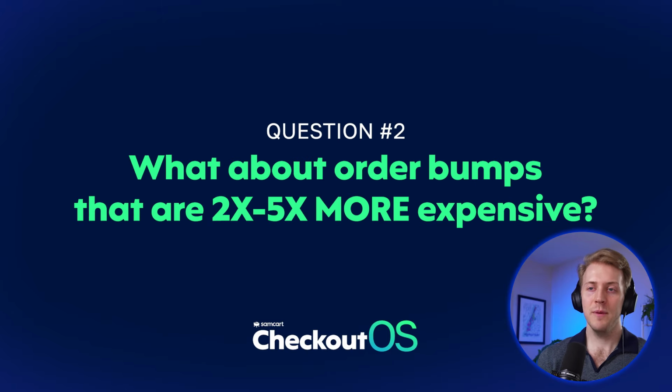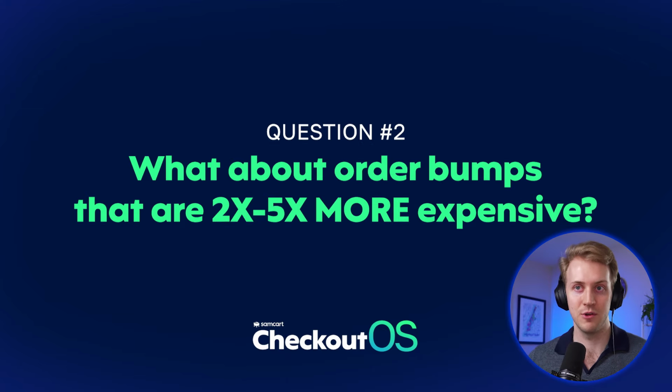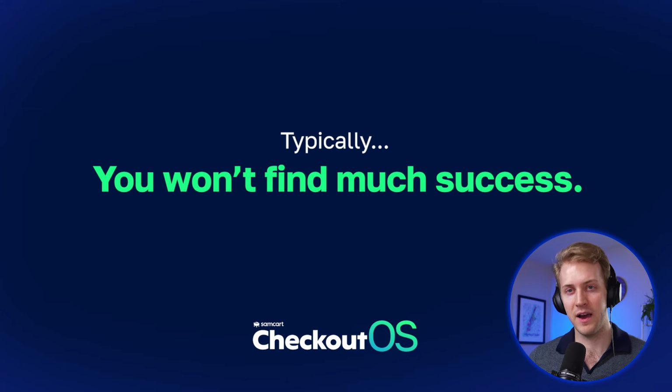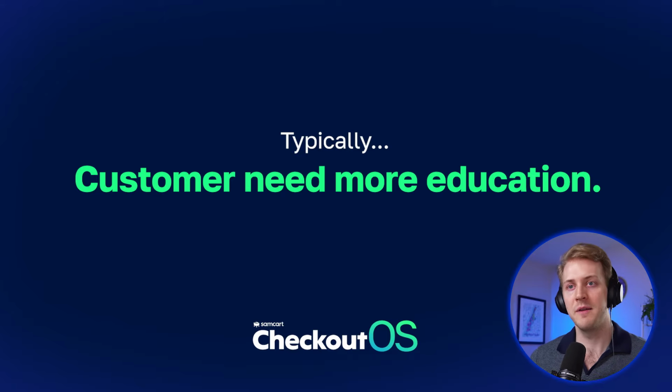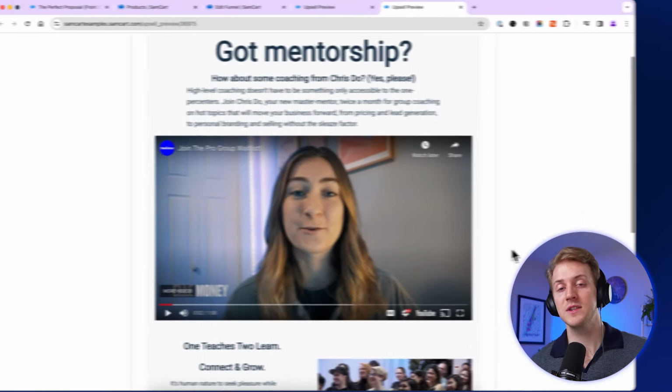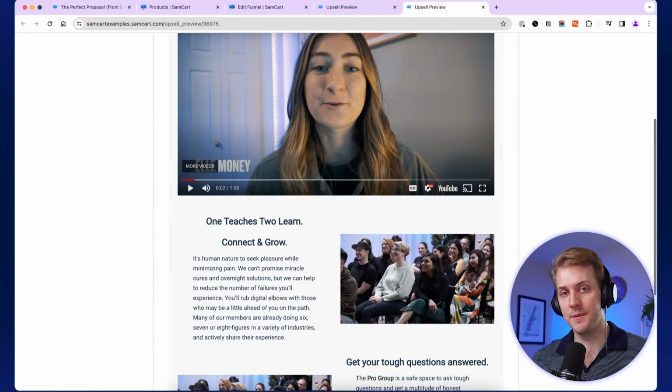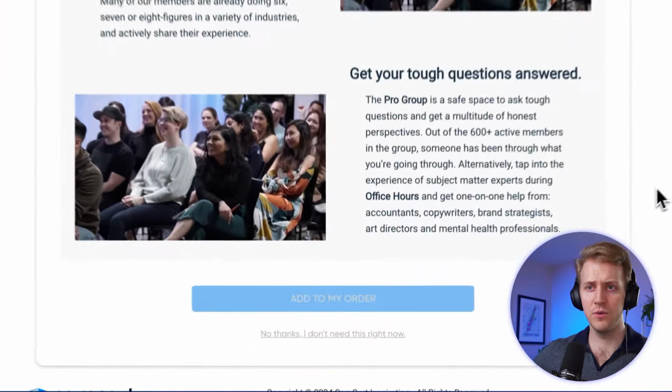Question number two, what about order bumps that are 2 to 5 times more expensive than your main product? Typically, you won't find a ton of success with this as your customers will need much more information about your product in order to convert. I would place those much more expensive items in your upsell funnel, which is a totally different video. We'll link it down below.